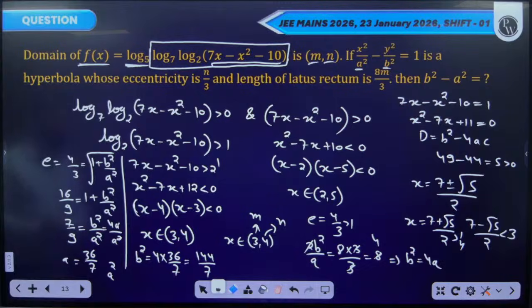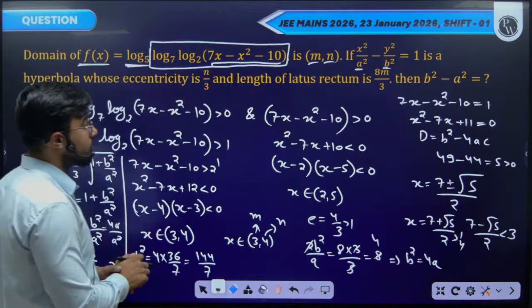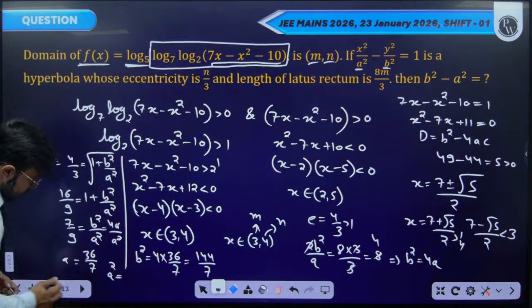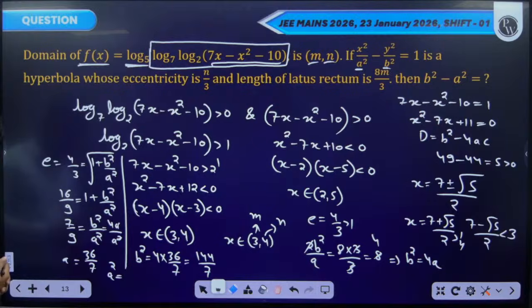We have to calculate b square minus a square. So our b square is less than a square, so there must be an a square minus b square term, right? Because it cannot be negative. So calculate a square. So a square we can calculate.